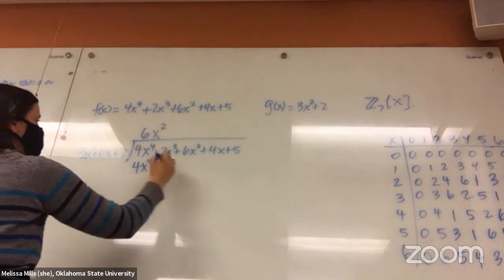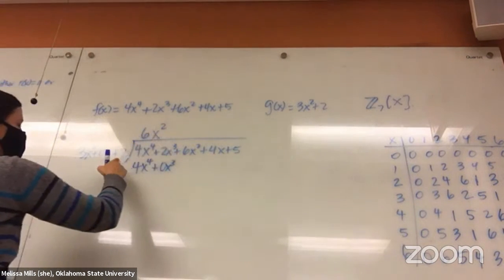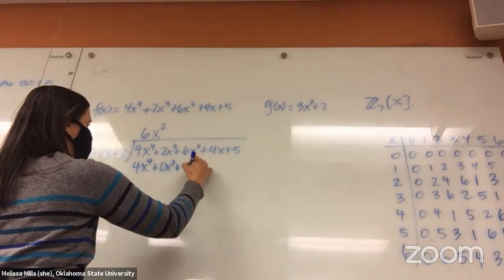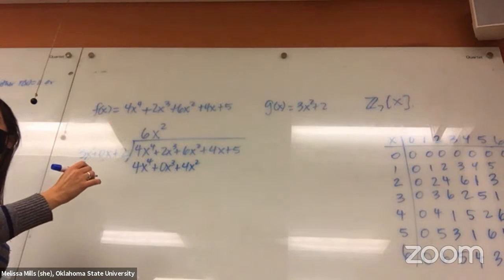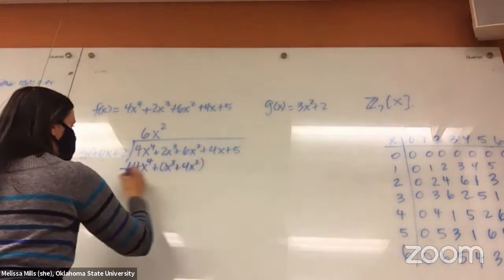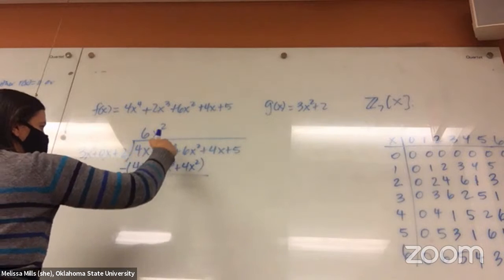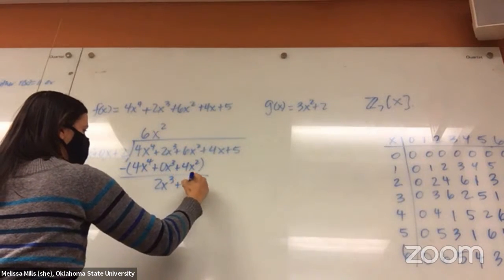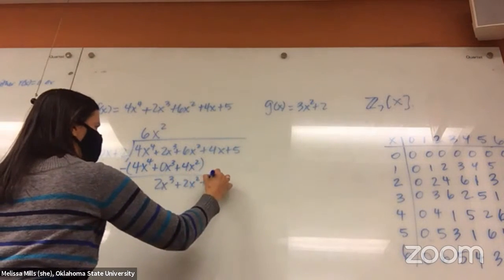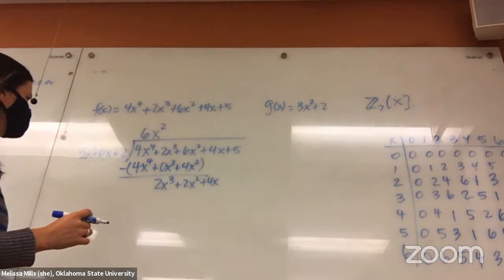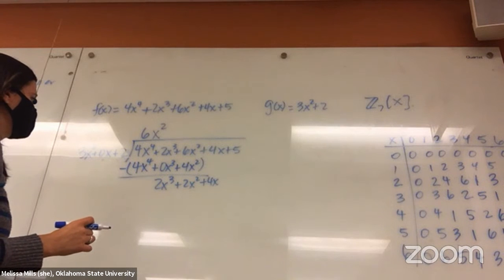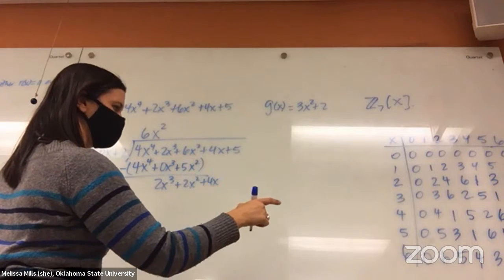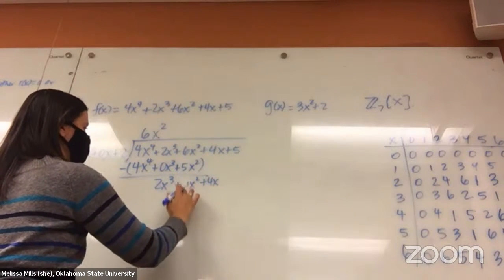6 times 0 is 0. And 6 times 2 is 4, right? Agreed? Okay, and so then we get 0, we get 2x cubed, and we get 6 minus 4 is 2. Did I mess up? 6 times 2 is 5. Yes, okay, thank you. So then 6 minus 5 is just x squared.